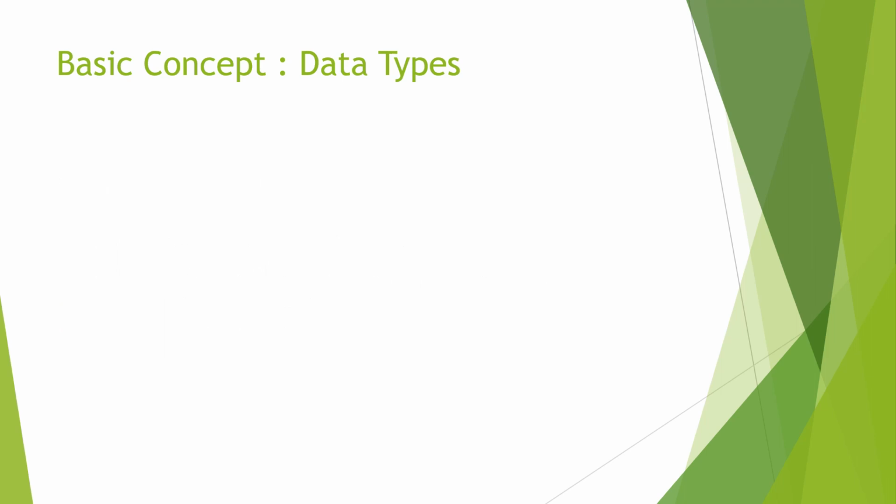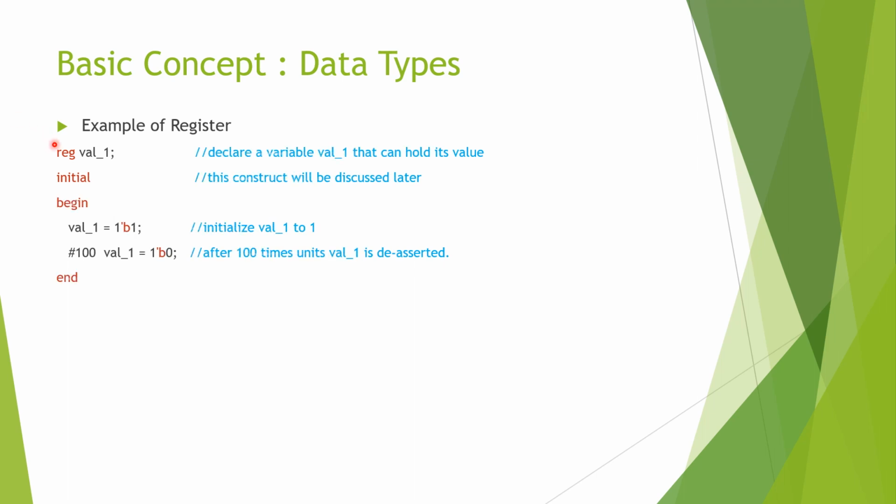Let's see some examples of register data types. reg val1; Here reg is the keyword and val1 is the name of the reg data type. initial, begin and end: this construct we will discuss later. Between initial begin and end we are changing the value of val1. So val1 = 1'b1; here we are initializing val1 to 1. #100 is specifying a delay of 100 time units. After 100 time units we are changing the val1 value from 1 to 0.